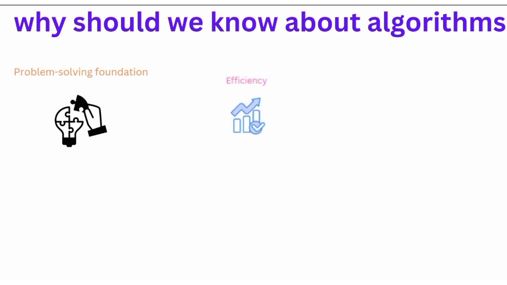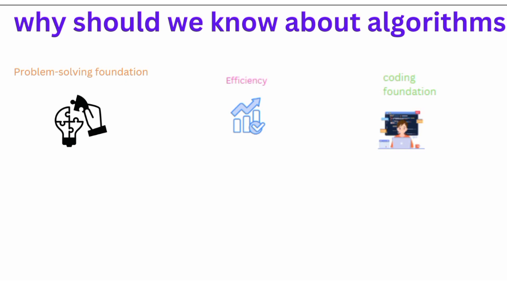Efficiency. Understanding algorithms helps you evaluate how effectively a task is being completed. This is critical in computer science as different algorithms can solve the same problem but require varying amounts of time and resources. Knowing about algorithms allows you to choose the most efficient approach for a given situation.